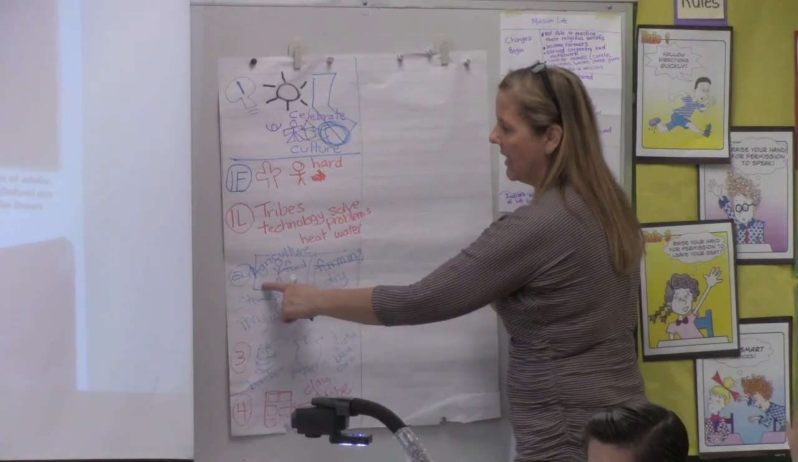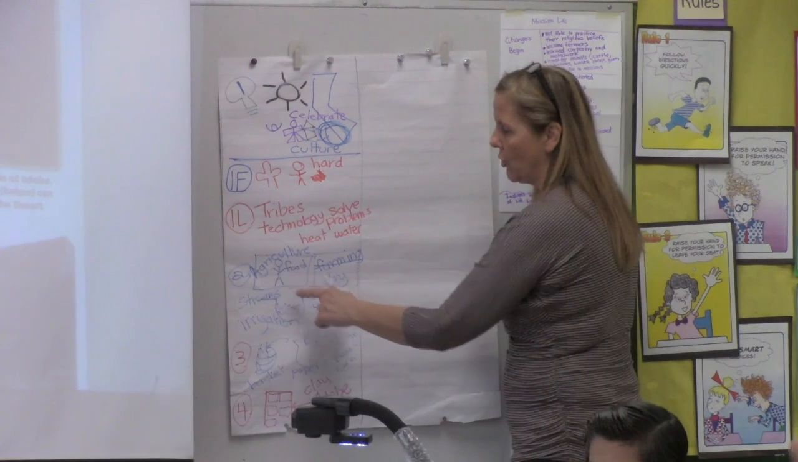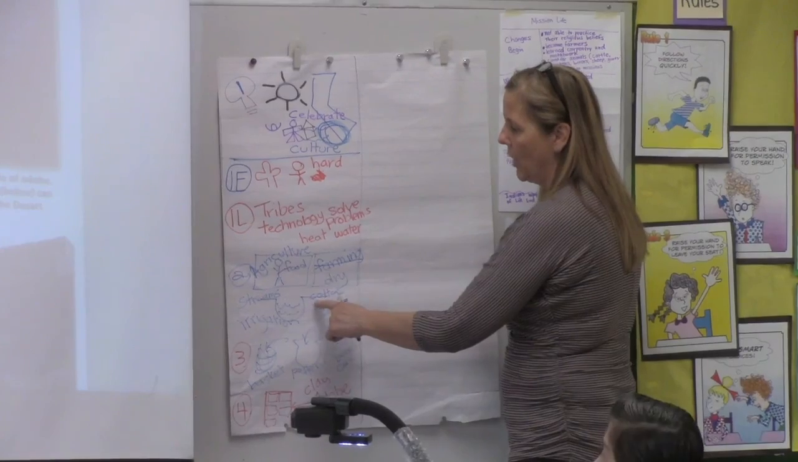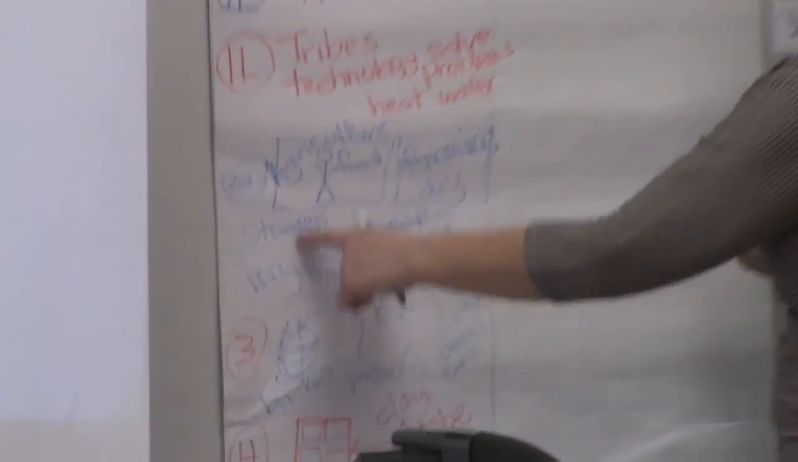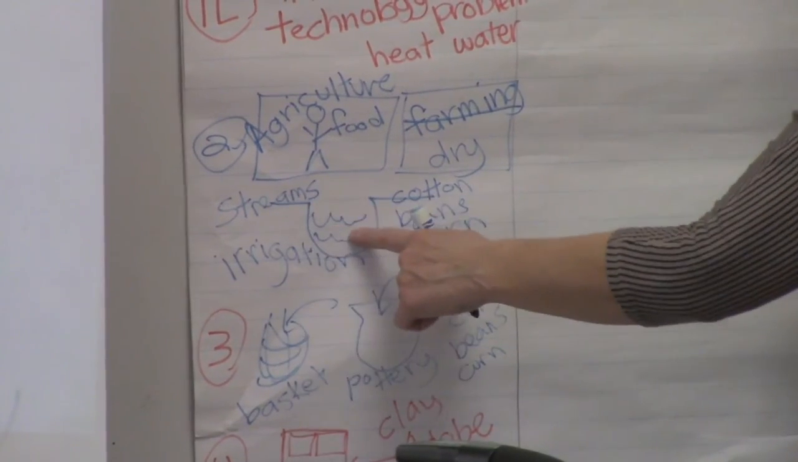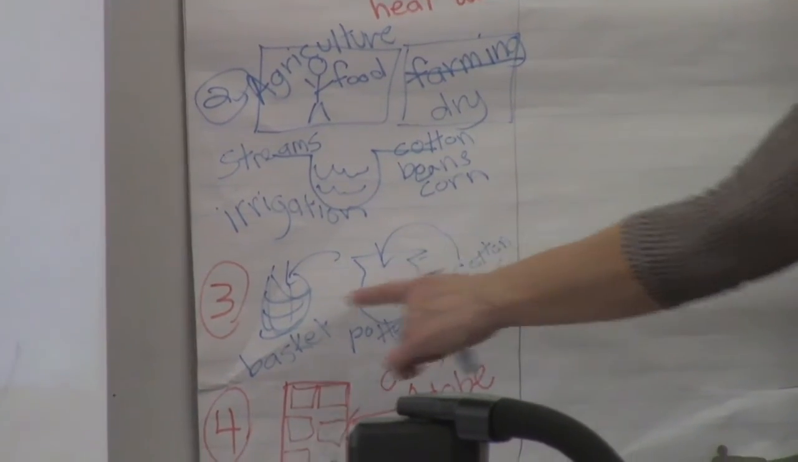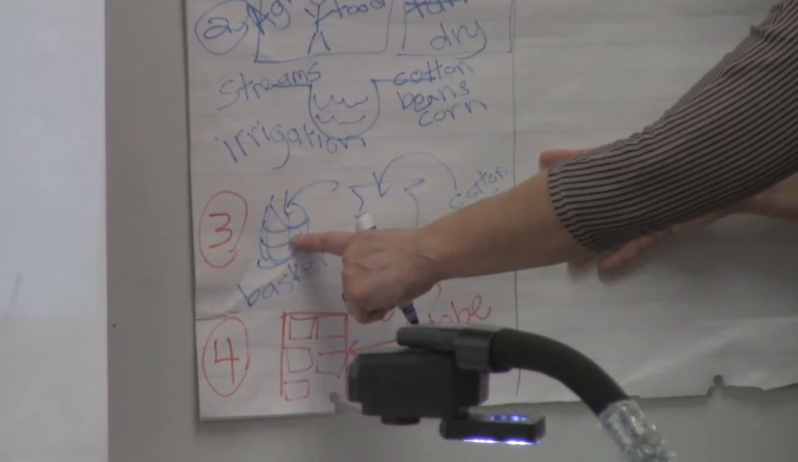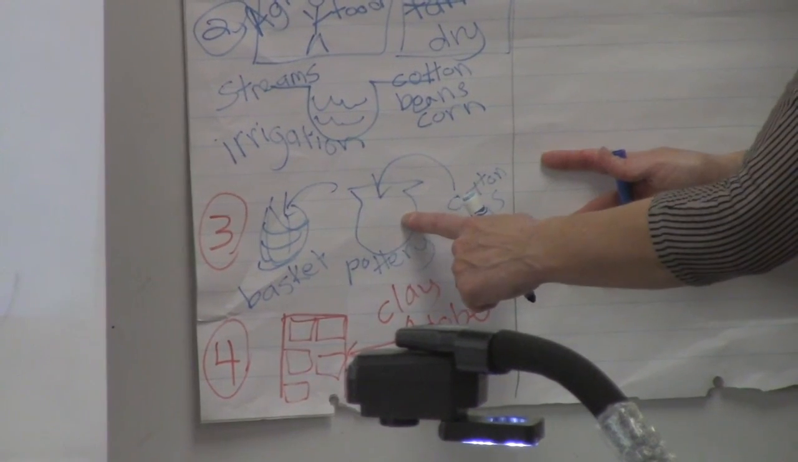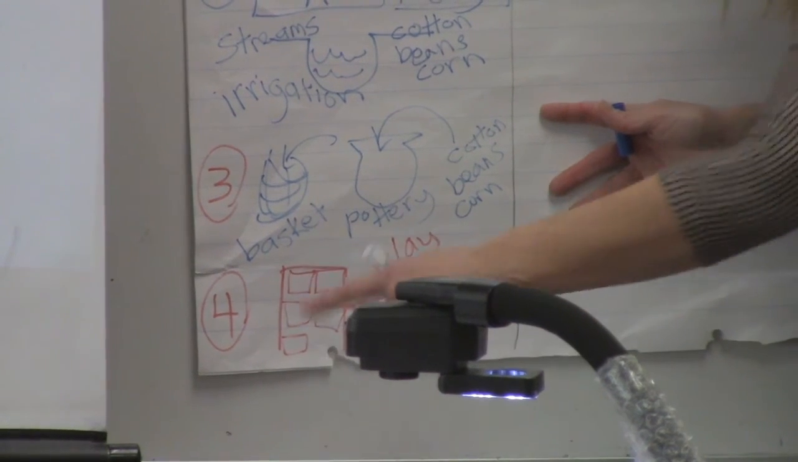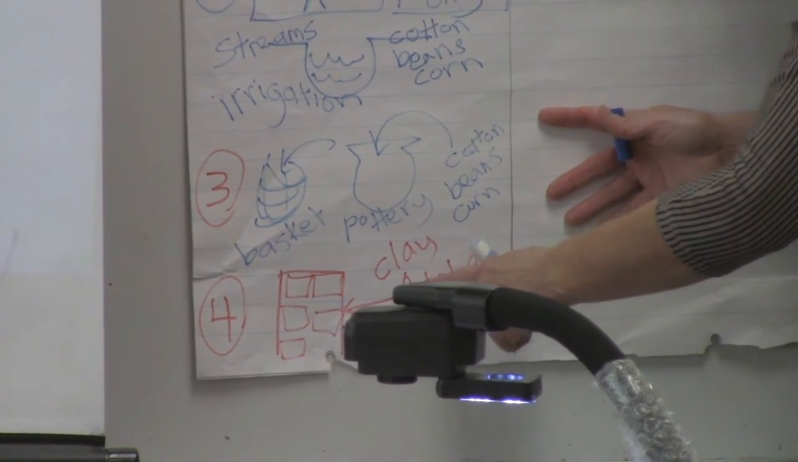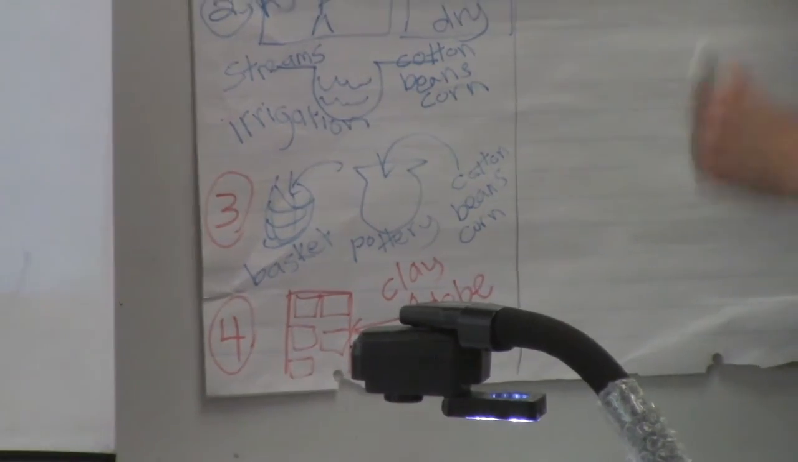They had agriculture to grow their food like cotton, beans, and corn. They used irrigation by digging ditches to save water so they could grow their food. They also stored food in baskets and pottery. They made Adobe brick, or they built their apartments out of clay or Adobe bricks. Turn to your buddy and say the whole thing. Go. The Native Americans.